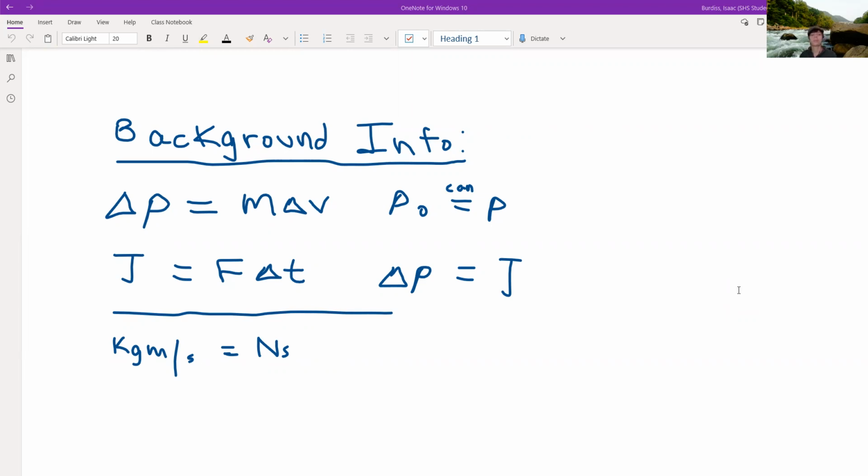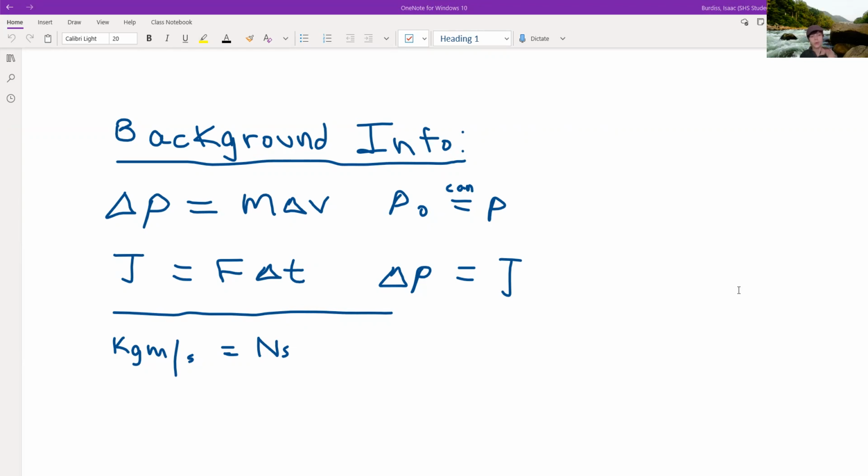Okay, let's see. Change in momentum equals mass times change in velocity. Initial momentum can equal the final momentum, depending on the situation. We'll see. Okay, and the change in momentum equals impulse, which is J.